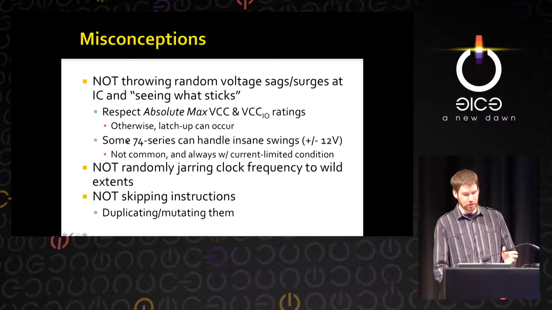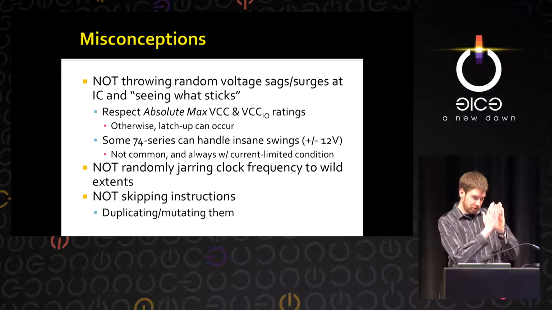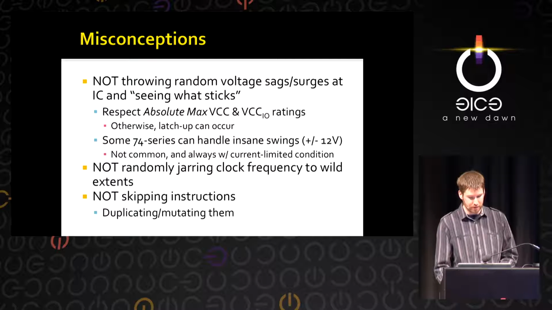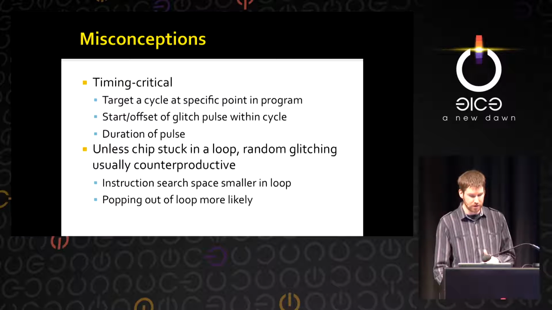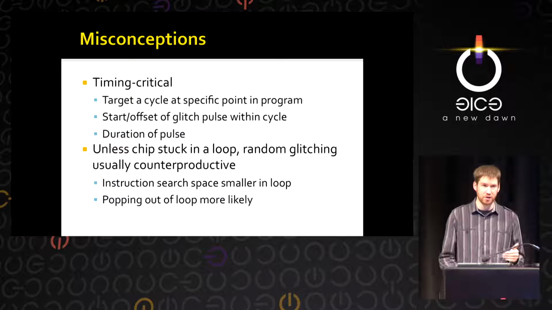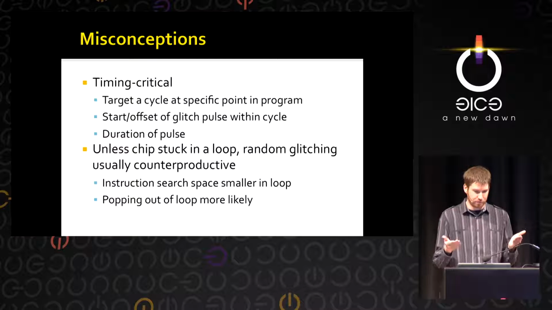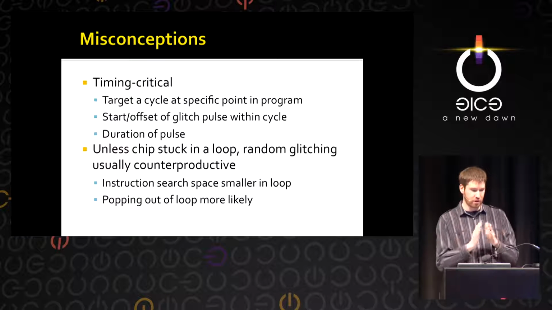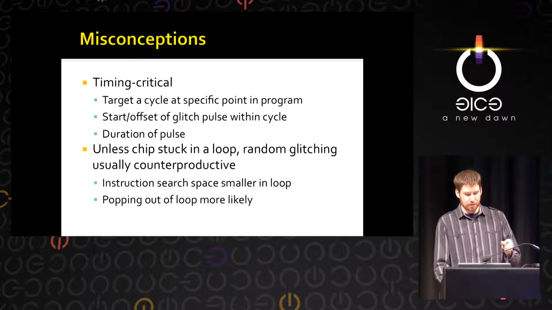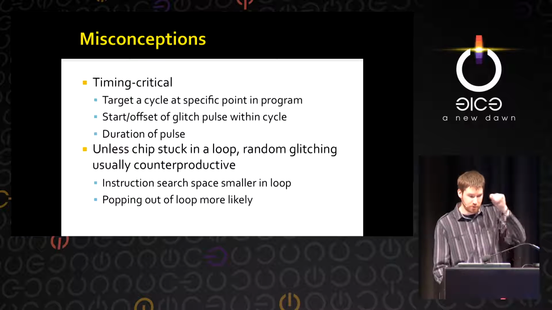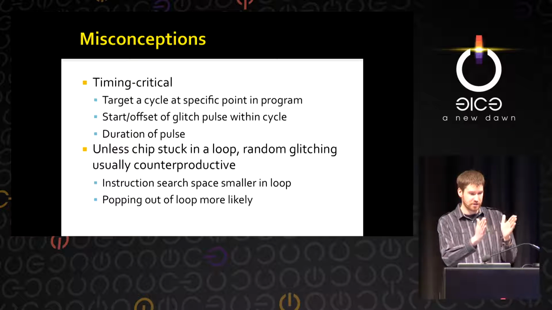And you're not randomly jarring the clock frequency to a wild extent. You're specifically targeting that pulse at a certain point. And you're not technically skipping instructions. As I said, you're kind of duplicating or mutating them. Again, it's timing critical. And finally, unless the chip is stuck in a loop, just randomly glitching with random voltages or the clock at certain offsets is usually going to be counterproductive, unless the device is stuck in a tight loop with a few instructions. Then obviously the search space that your glitch has to hit is very constrained, it's very small, and it's more likely you can pop out of the loop.